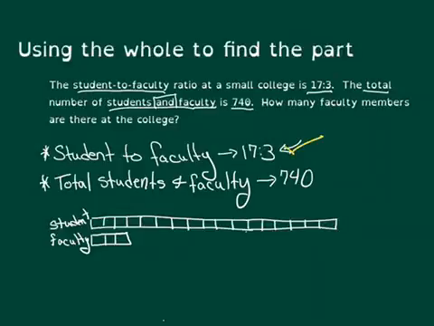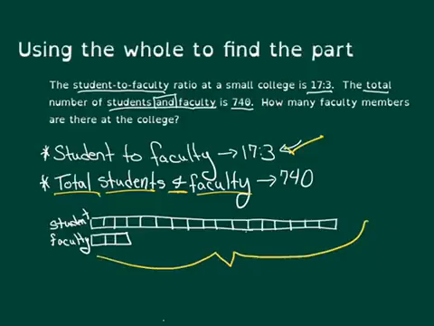The next thing that I need to show in my model is that the total number of students and faculty is going to be 740. So that means that this entire quantity here is going to be 740. And I'll put a check mark here to say that I've also put that in my model.